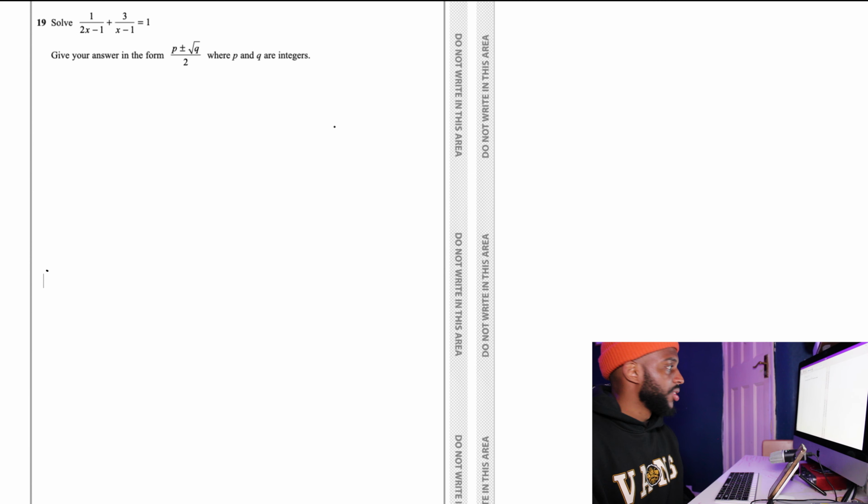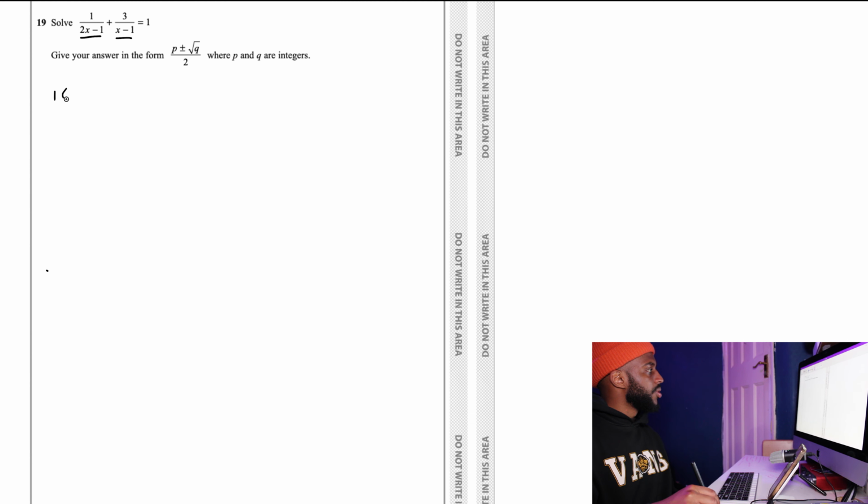Algebraic fractions. So in this question, we need to add these algebraic fractions here. We need to leave it in the form you can see there, which looks similar to the quadratic formula. So I'm assuming we're going to have to use the quadratic formula at some point in this question. So first step is to times the left fraction by this denominator and times the right fraction by this denominator. So I'll show you how that works.